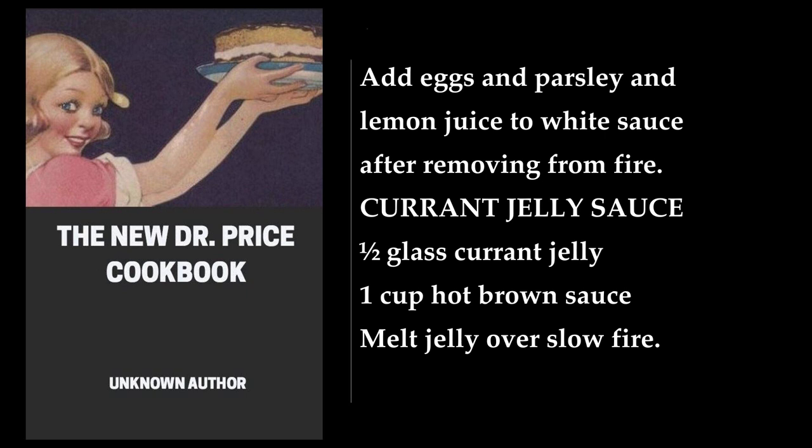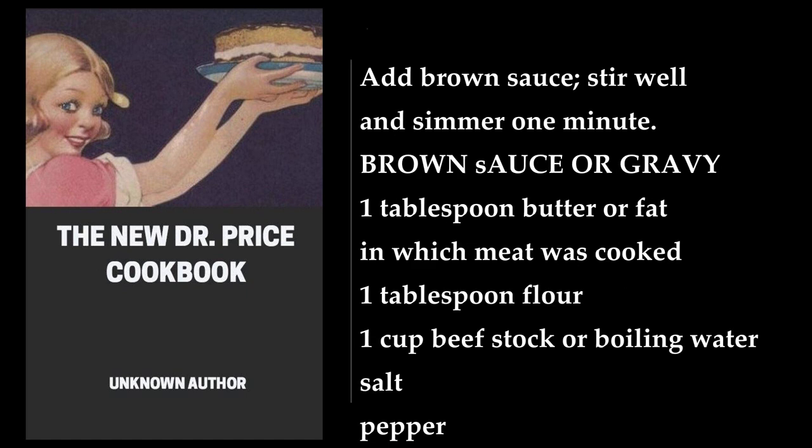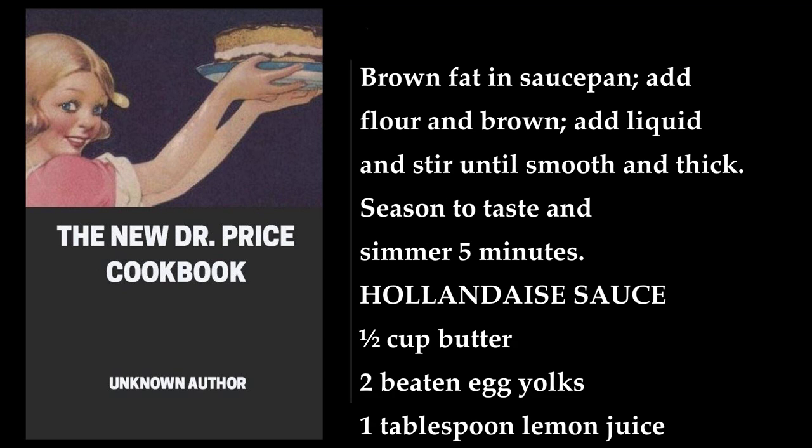Currant jelly sauce. 1/2 glass currant jelly. 1 cup hot brown sauce. Melt jelly over slow fire. Add brown sauce, stir well and simmer 1 minute. Brown sauce or gravy. 1 tablespoon butter or fat in which meat was cooked. 1 tablespoon flour. 1 cup beef stock or boiling water. Salt. Pepper. Brown fat in saucepan, add flour and brown, add liquid and stir until smooth and thick. Season to taste and simmer 5 minutes.